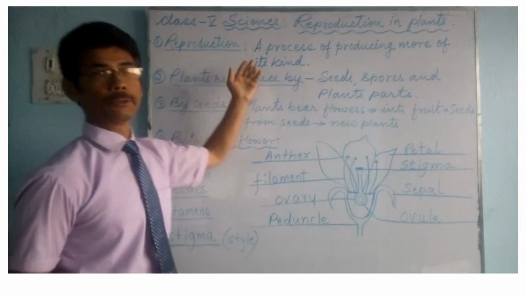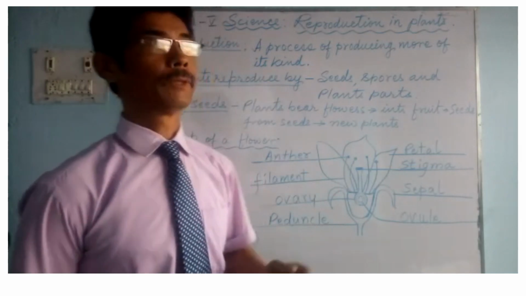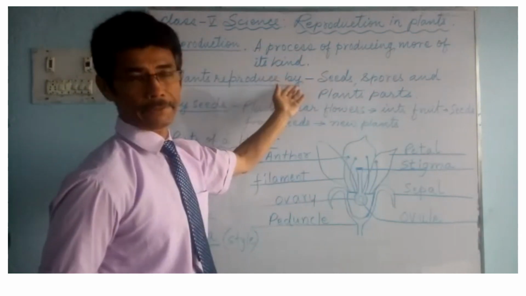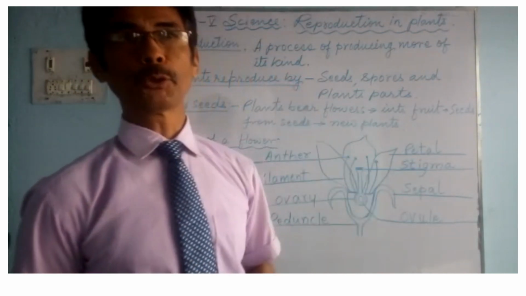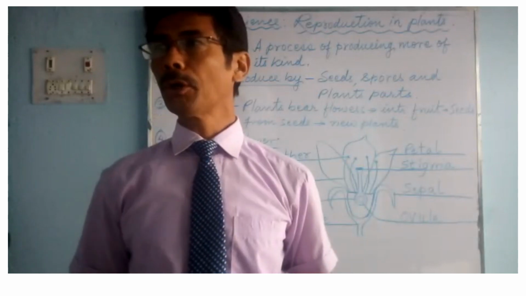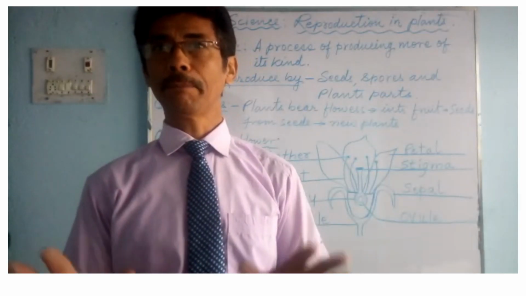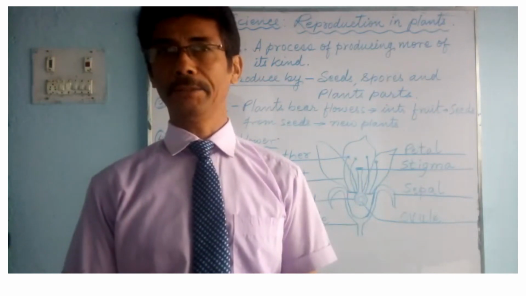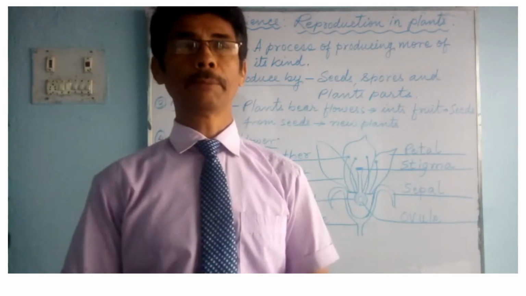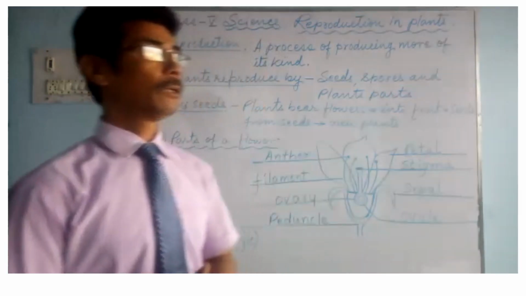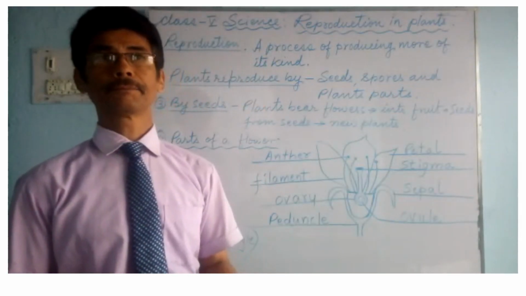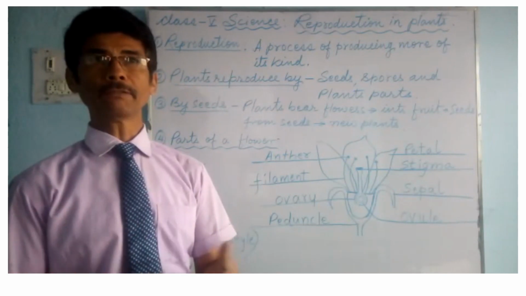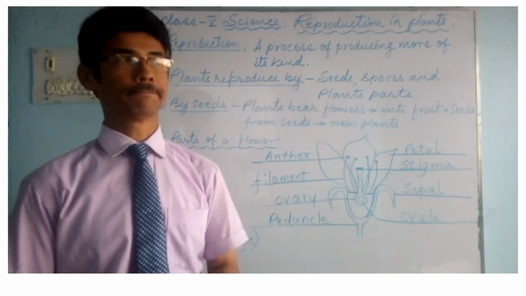First, reproduction. What is called a reproduction? Reproduction is a process of producing more of its kind, whether plants or animals. They produce their own kind. That is called reproduction. Plant also reproduces like human beings because they are living things. That is one of the features of a living thing.